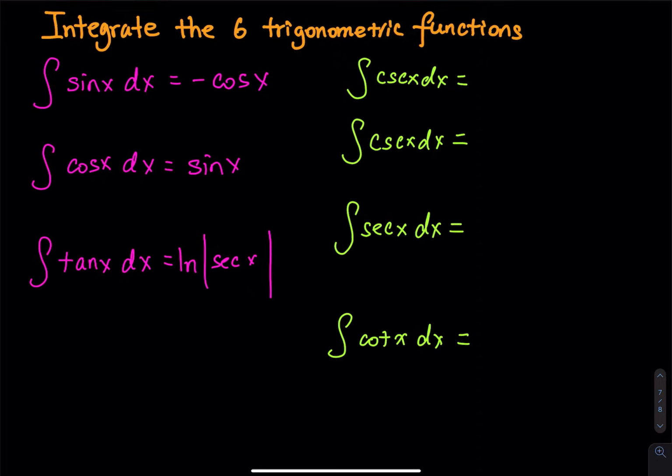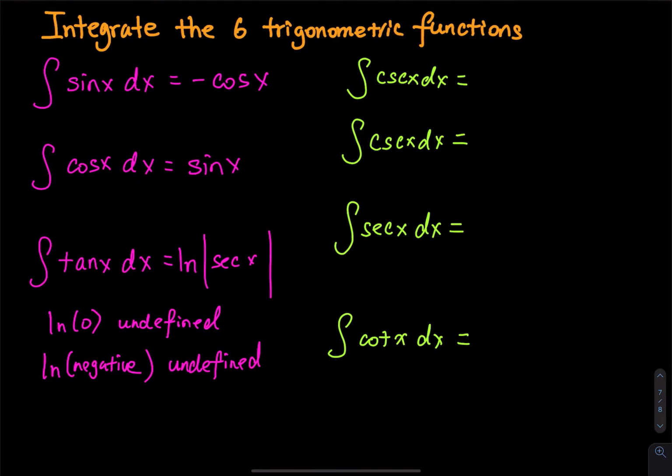When it comes to ln, the absolute value is not an optional item because ln 0 is undefined and ln of a negative is undefined. Let's put this down. So ln 0 is undefined, and ln of a negative is also undefined.